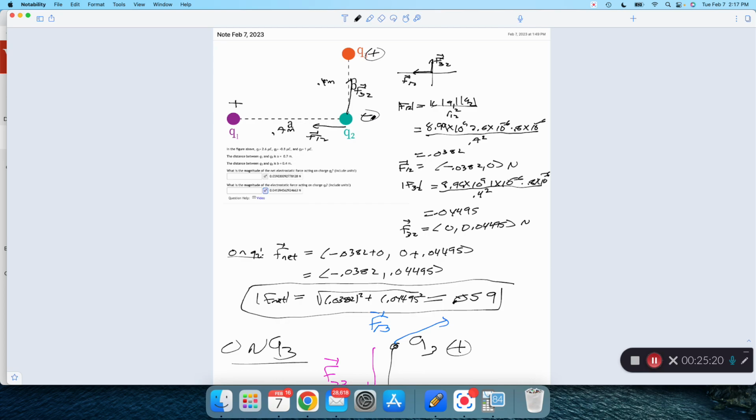Again, if this had been a positive, then Q3 would want to go up to run away from him. If this guy had been a negative and a positive, they would have been attracted, so Q3 would have tried to go down. If they were two negatives, if these two were negatives, Q3 still would have tried to go exactly the way it did. It would have tried to run away from Q1.